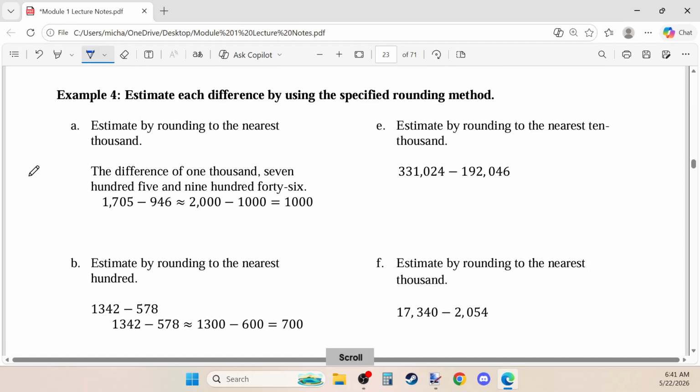Okay, so now we're going to do more problems like what we did. We have to make sure to round to the right spot. So this is rounding to the nearest 10,000. 10,000 is here.